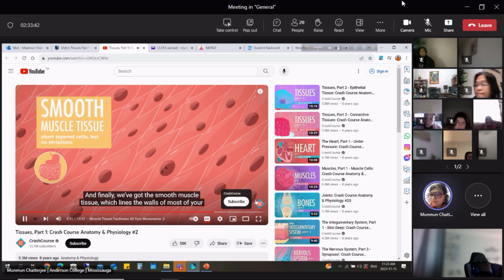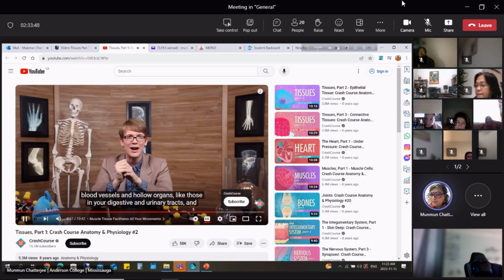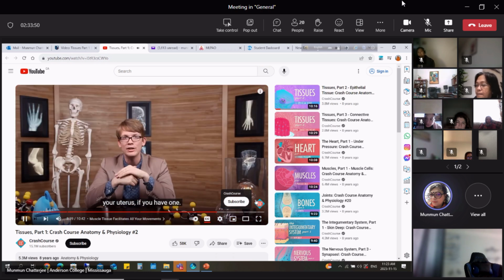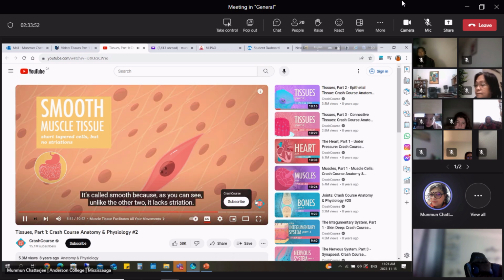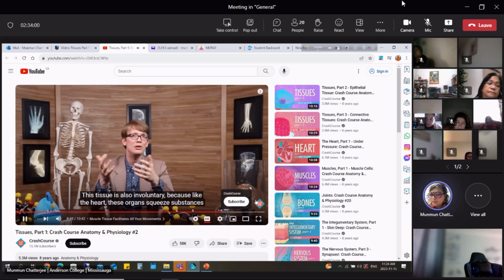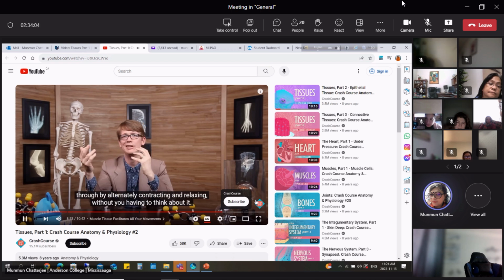And finally, you've got the smooth muscle tissue, which lines the walls of most of your blood vessels and hollow organs like those in your digestive and urinary tracts and your uterus if you have one. It's called smooth because, as you can see, unlike the other two, it lacks that striation. Its cells are sort of short and tapered at the ends and are arranged to form tight-knit sheets. This tissue is also involuntary. Like the heart, these organs squeeze substances through by alternately contracting and relaxing without you having to think about it.